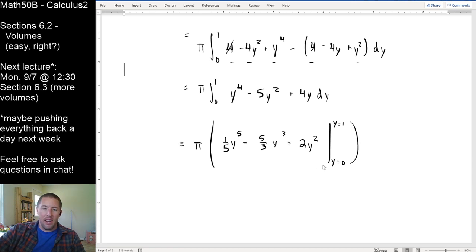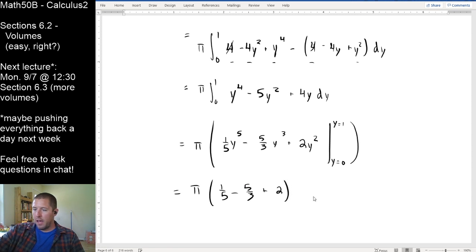Again, you should love evaluating integrals at 0 when they were polynomial in the first place, because 0 to 1 with polynomials is the best. You just keep your integer coefficients and add them together. So here I'm just getting 1/5 minus 5/3 plus 2. Let's actually do it here. This should be 3/15 minus 25/15 plus 30/15. And 30 minus 25 is 5, plus another 3 of them is 8.